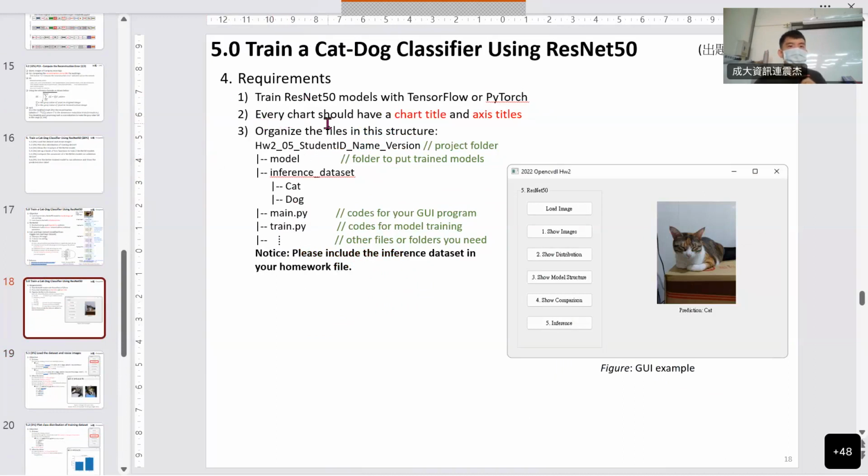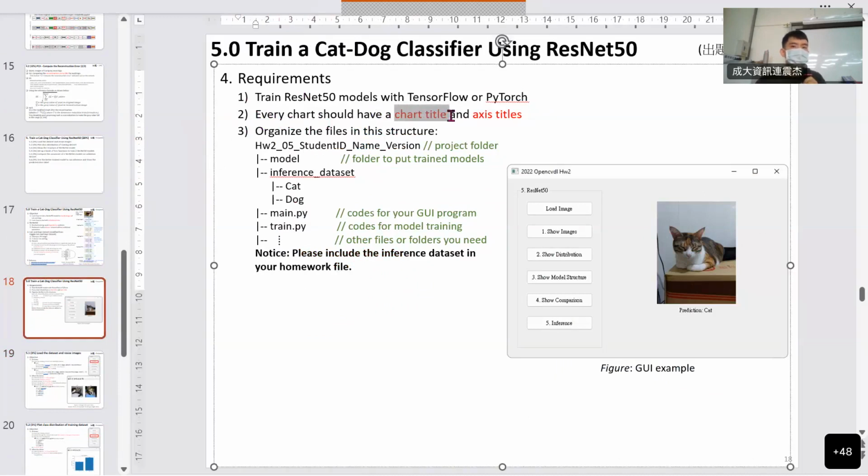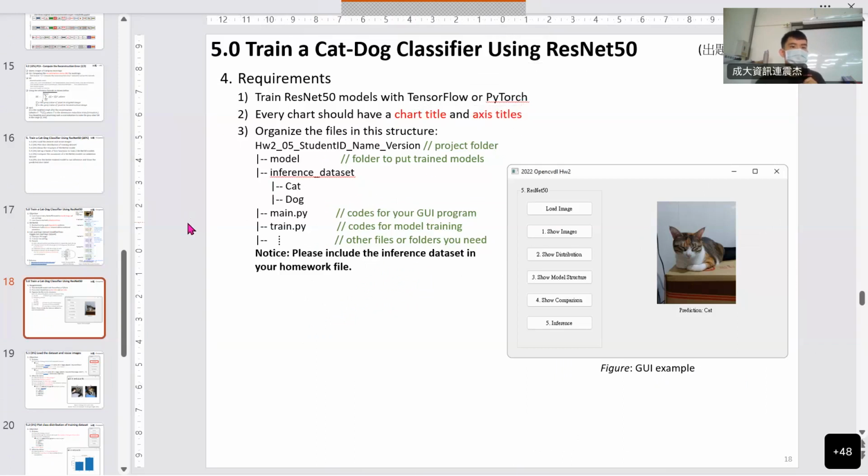Every chart you draw should include a chart title and axis titles. Like if you have a bar chart, you need to say what the title is, what it is used for, and what you want to show us.